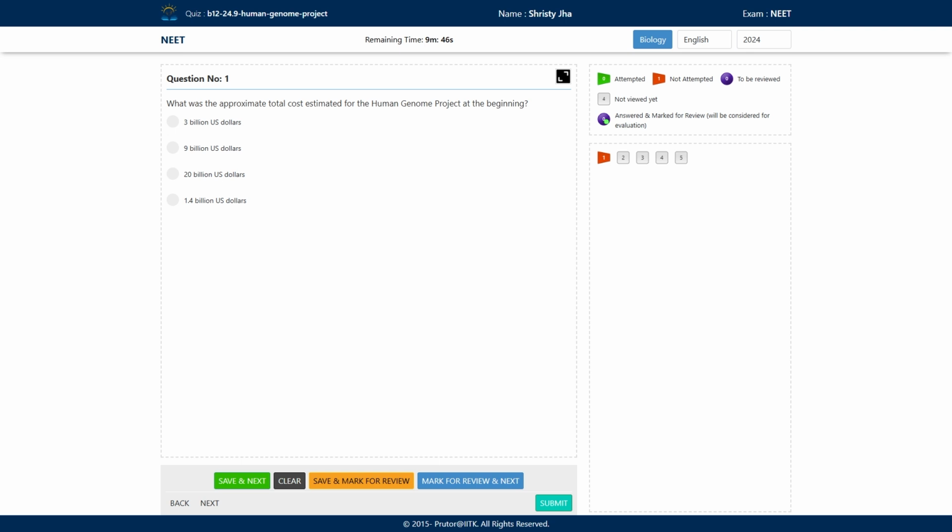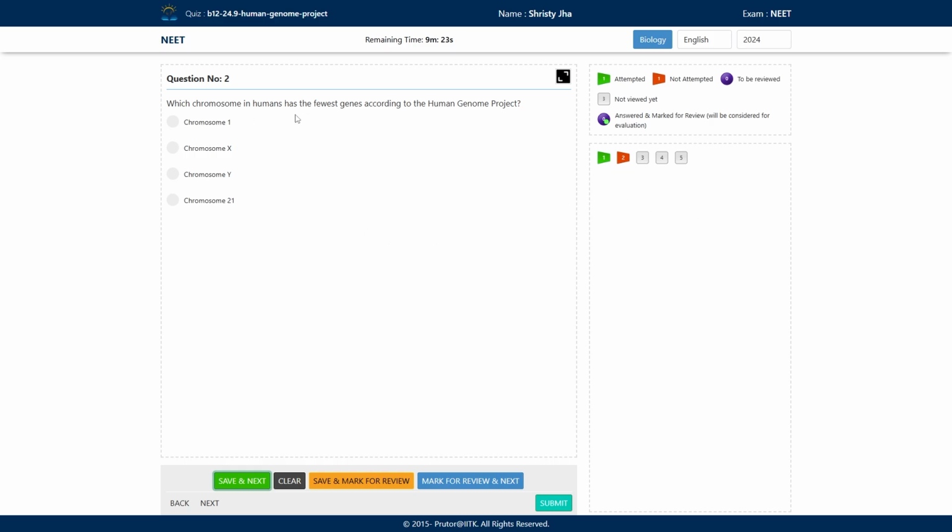So yeah, today's DPP. Question number one says, what was the approximate total cost estimated for the Human Genome Project at the beginning? It was 9 billion US dollars, because for one base it was $3, and then they multiplied it by 3 times 10 to the power 9 base pairs. So it was that.